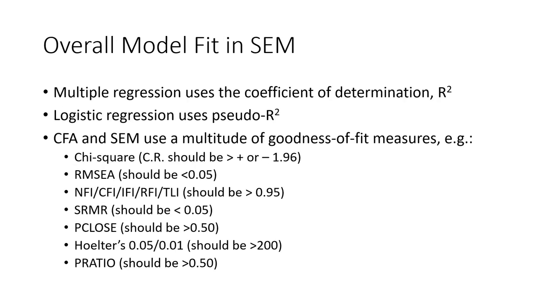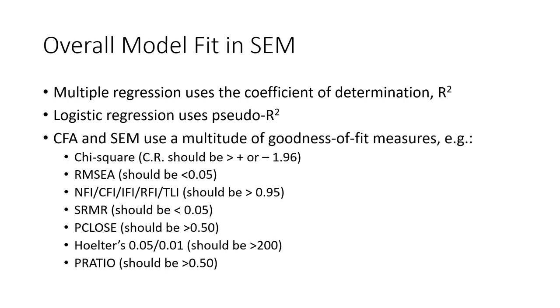When it comes to assessing overall fit in structural equation modeling as well as confirmatory factor analysis, we don't have at our disposal R squared, which is the statistic we use in multiple regression to assess overall model fit. We don't have pseudo R squared, which is used in logistic regression. Instead, we have a whole series of goodness of fit statistics in the context of analysis of covariance structures. These were first reported to you in Chapter 11, where we learned about confirmatory factor analysis, but I've reproduced some of them here.